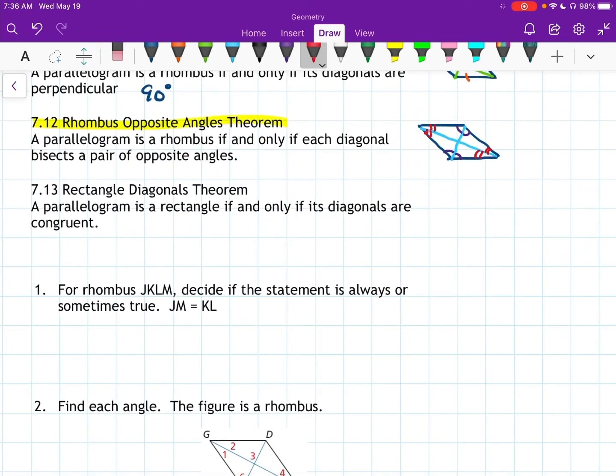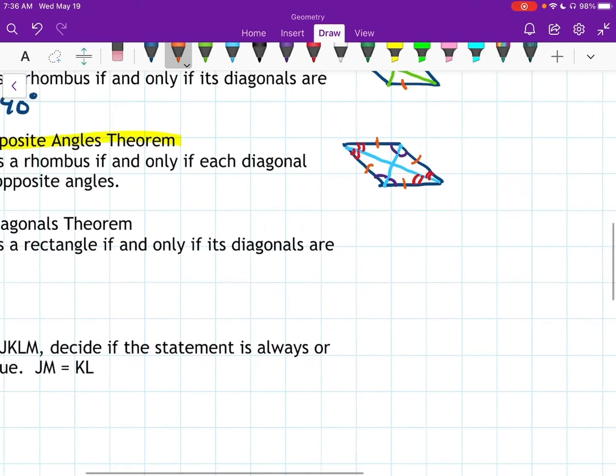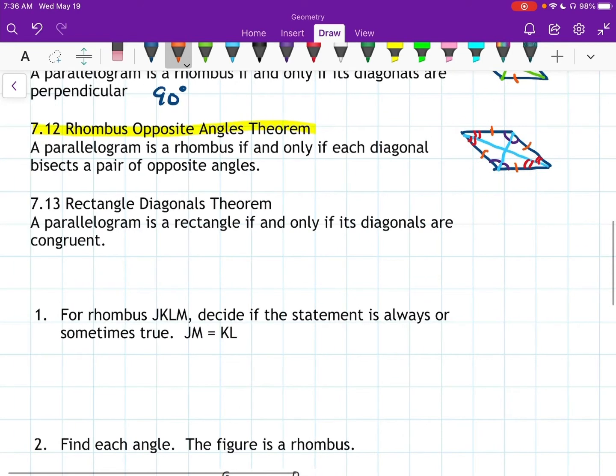And it's an if and only if statement, which means that if we see a picture that's just this, then we can say it's a rhombus. We don't have to have it written that those are all congruent, but it is true that they are congruent, right?